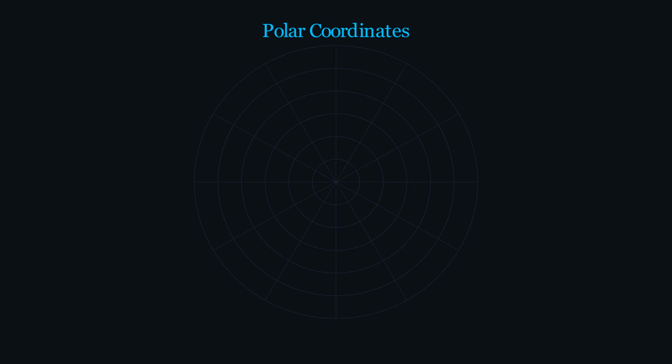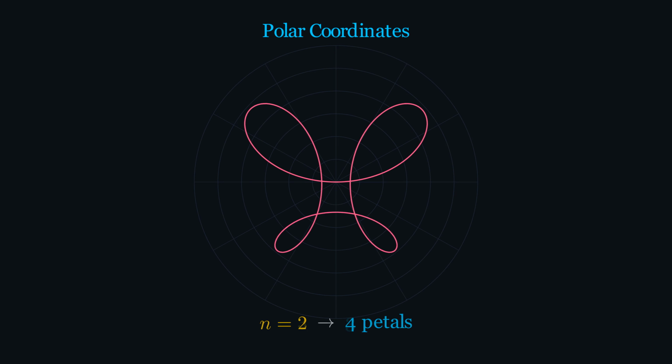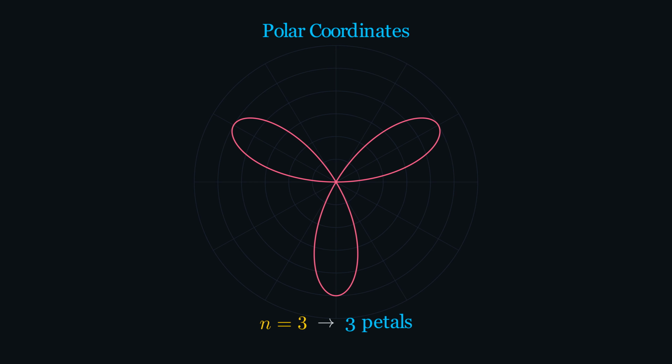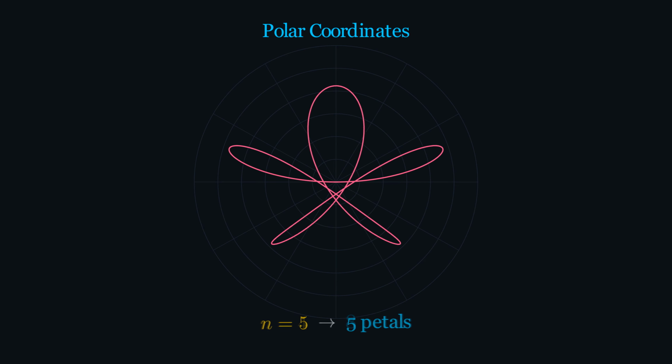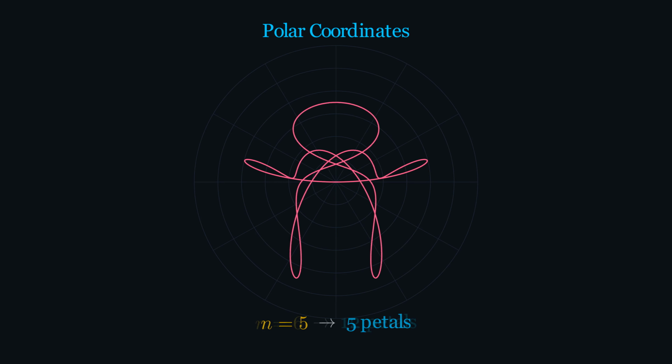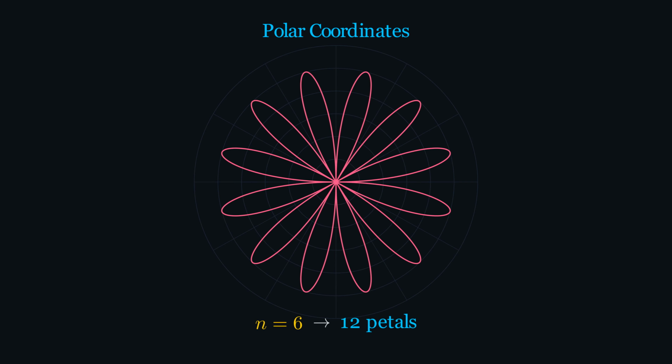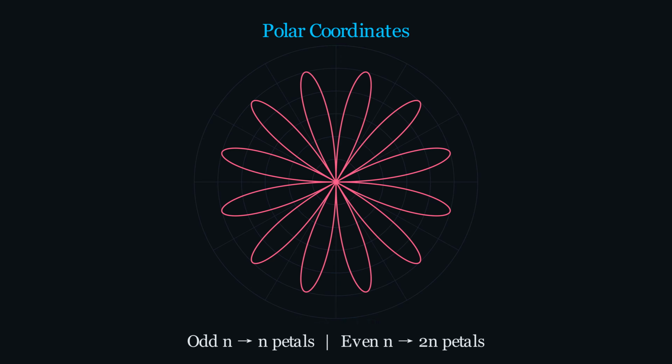The number n is what dictates our petals. Notice how the shape dramatically changes as n increases. At n equals 2, we see 4 petals. At 3, we get exactly 3. Go up to 4, and it jumps to 8. 5 gives us 5, and 6 explodes into a 12-petal flower. You might have noticed a strict mathematical rule here. An odd n gives you exactly n petals, while an even n doubles it, resulting in 2n petals.